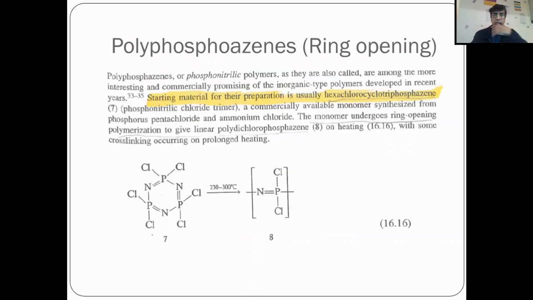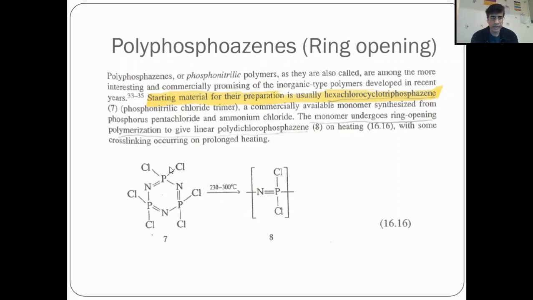Now the last one is polyphosphazene. Polyphosphazene is made by ring opening polymerization. Phosphazene, as the name says, means a polymer that has phosphorus and nitrogen in the backbone. So this is the general formula of polyphosphazene: phosphorus with nitrogen, and these are the two substituent groups, Cl here. But how do you prepare this polyphosphazene? This is the monomer which will be used.